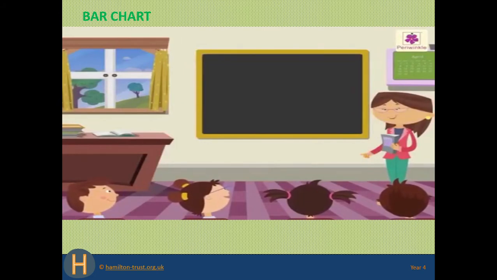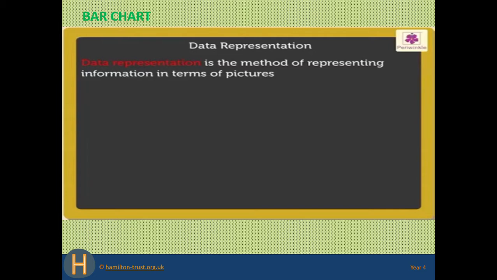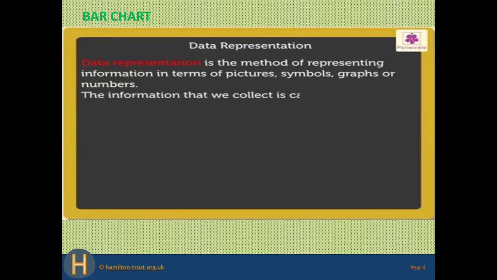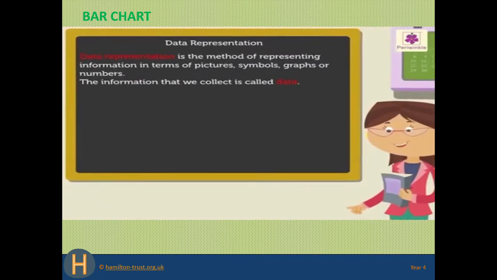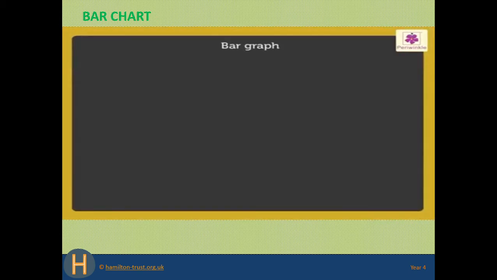Today, let's learn about data representation. Data representation is the method of representing information in terms of pictures, symbols, graphs, or numbers. The information that we collect is called data. We can reach certain conclusions on studying the data. There are different methods of data representation. One of them is bar graph.